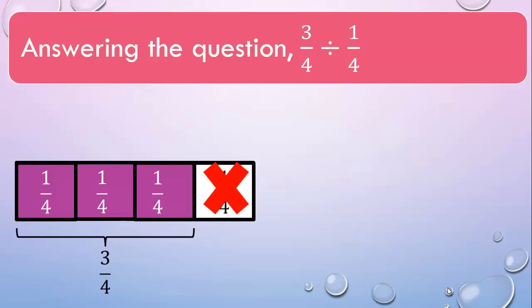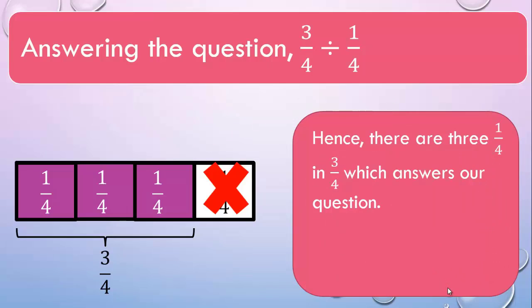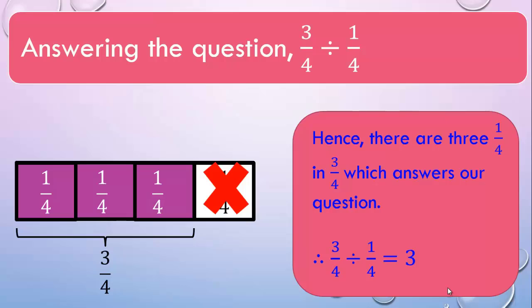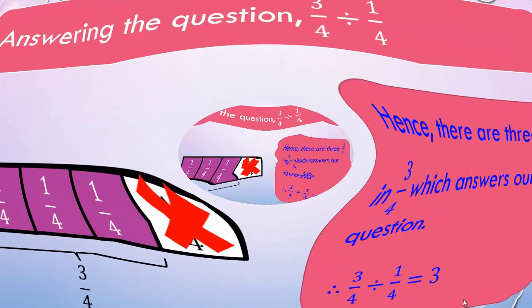The parts we counted actually sum up to 3/4. How many 1/4s did you count? It's obvious, 3. Hence, there are three 1/4s in 3/4, which answers our question. Therefore, 3/4 divided by 1/4 is equal to 3.